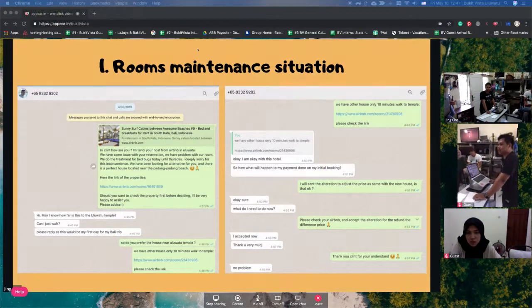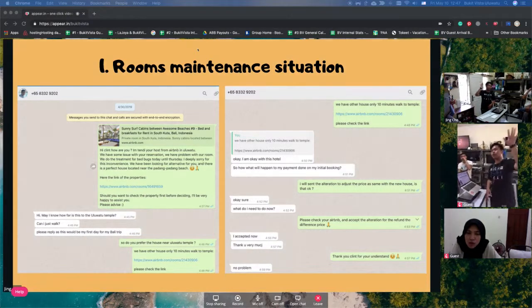Okay, so this is some of the overbooking situations that I handled on WhatsApp. This is Clean's overbooking in Kebunyanyang. This is because of room maintenance.